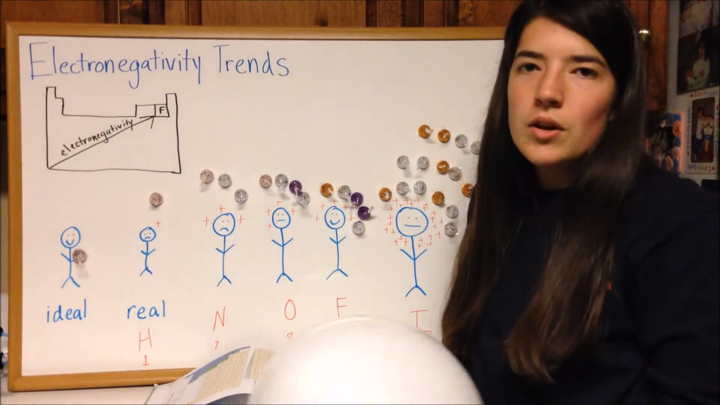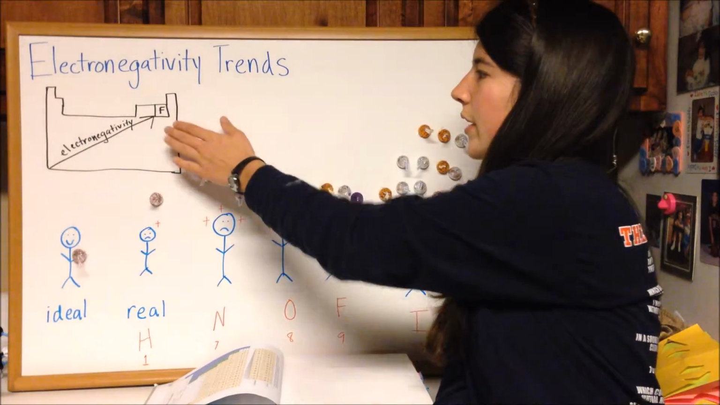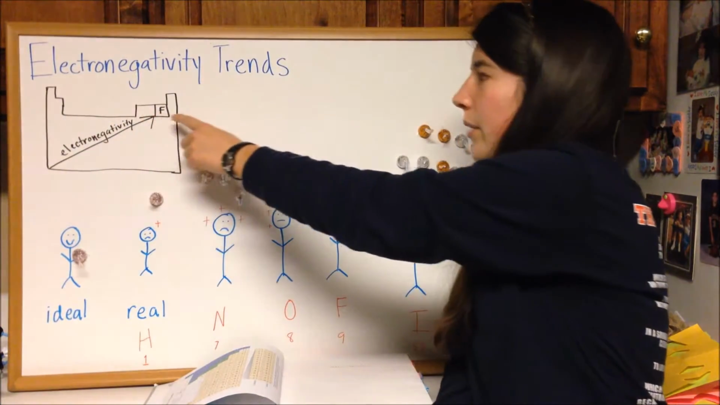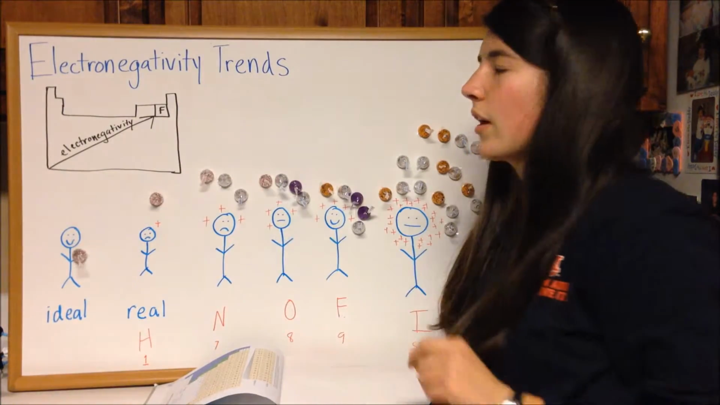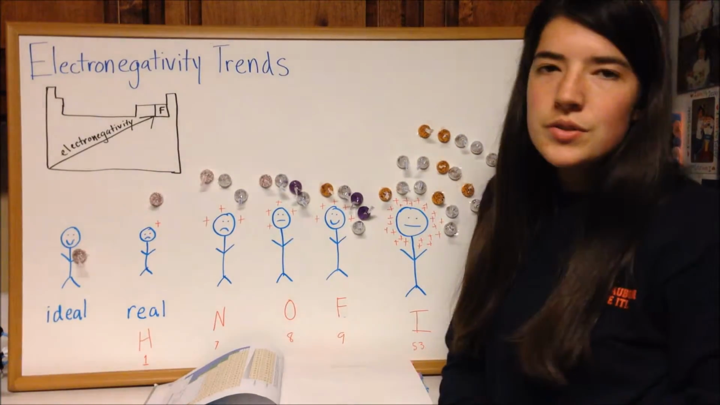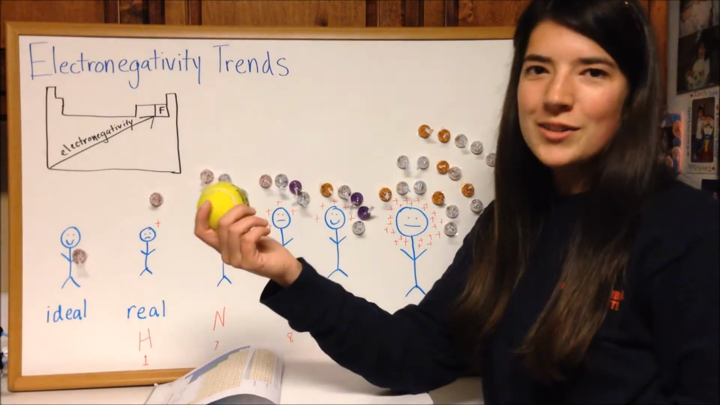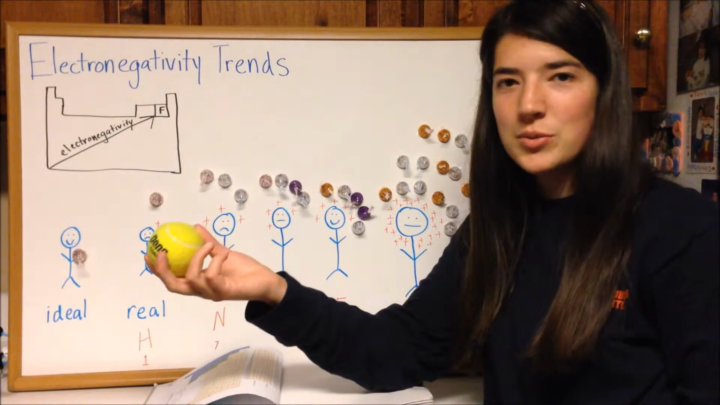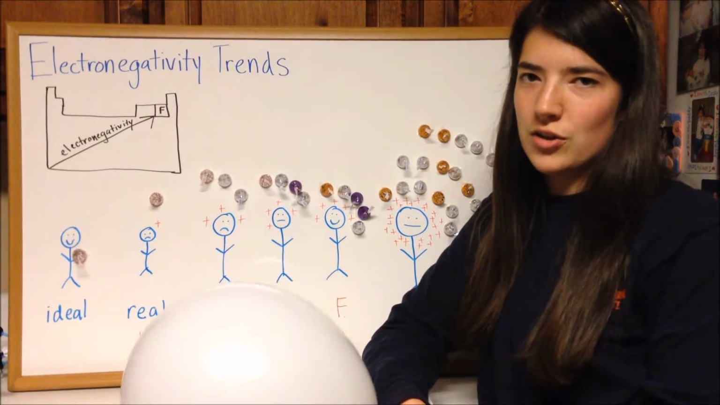So let's talk about why the trend works this way. Why is fluorine the most electronegative atom? And why does it increase going across a row and going up a column? Just a reminder of what we talked about last time with the particle nature of our nucleus containing our positively charged protons versus the cloud nature of our electron.